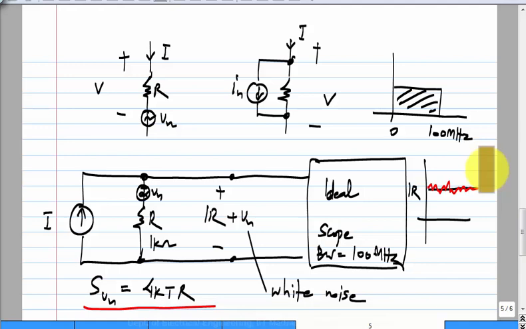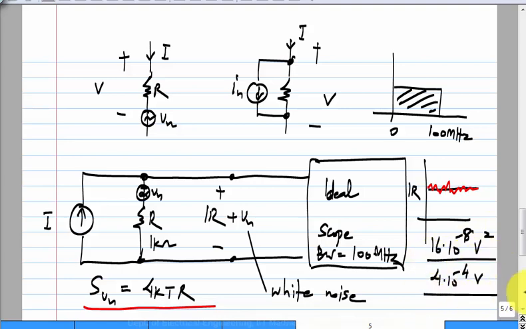Variance or standard deviation? Yeah, calculate the number and tell me the number. Okay. Yeah. So, the variance of this distribution will be 16 times 10 to the minus 8 volt square, or the standard deviation will be 4 times 10 to the minus 4 volts. Is that correct? What is that? 10 to the minus? Oh, yeah, sorry, 10 to the minus 10.